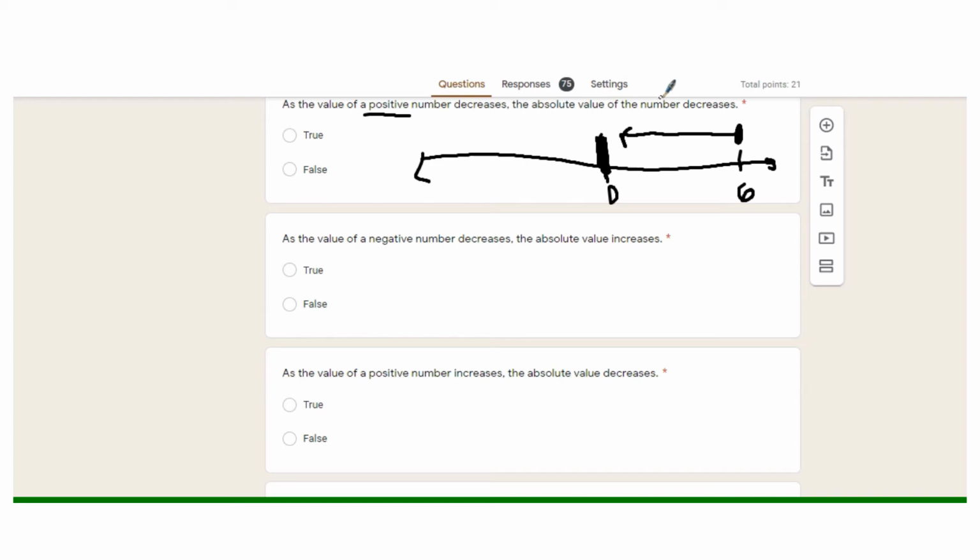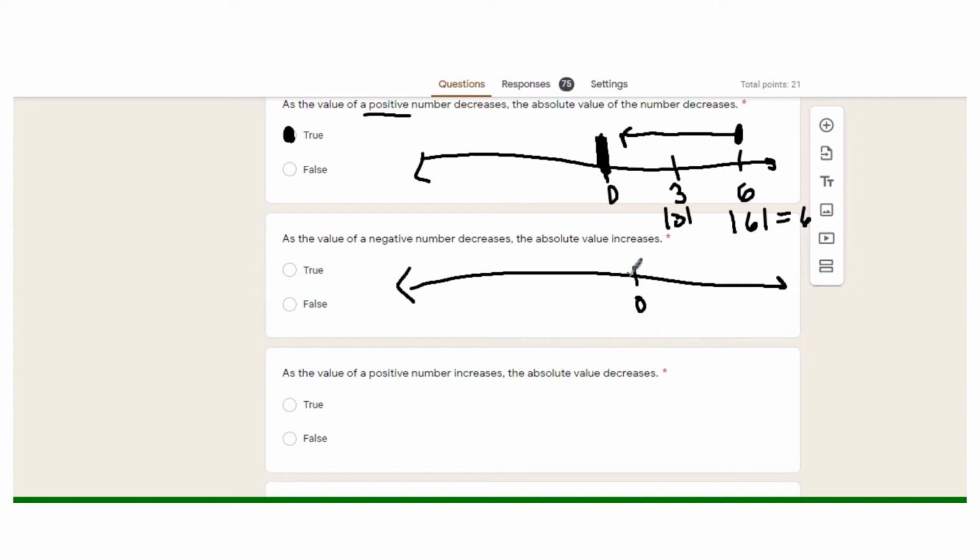It says the absolute value of the number decreases. So a number that's in between, which is decreasing positive, let's say 3. The absolute value is decreasing because the absolute value of 6 is 6 and the absolute value of 3 is 3. So this is a true statement. Next: as the value of a negative number decreases, the absolute value increases. So we can draw another number line.